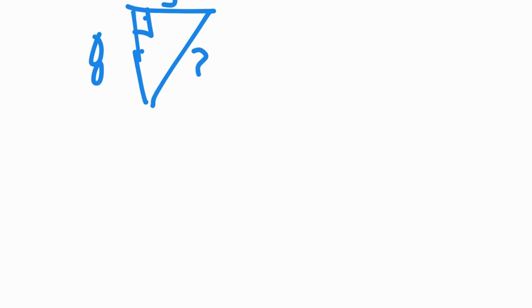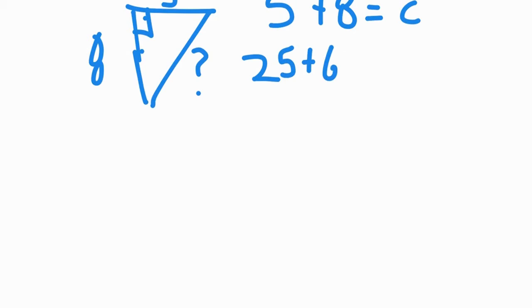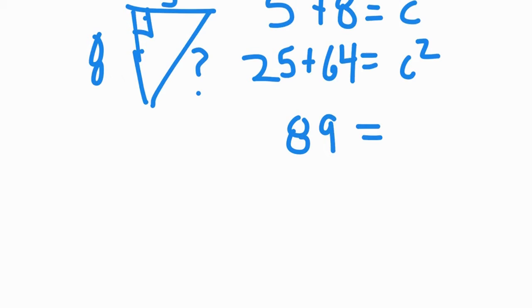I'll go a little faster with it. Let's put 5 here, 8 here, and we want to figure out what the hypotenuse is. So a squared plus b squared equals c squared. 5 to the second plus 8 to the second equals c to the second. 25 plus 64 equals c to the second. So what's that? 89 equals c to the second. My last step is to square root.